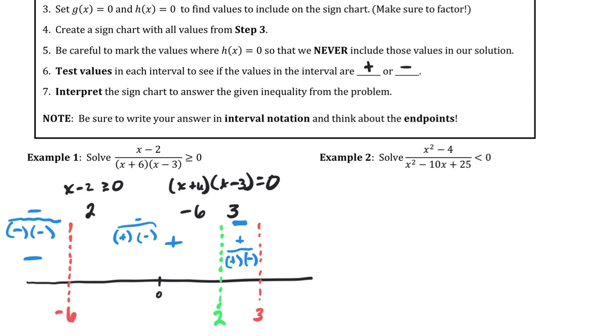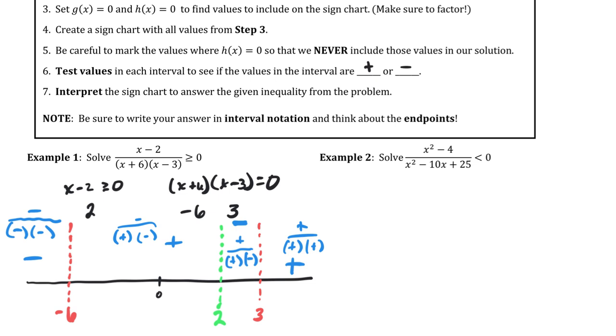And then last but not least, I'll pick 10 again. I love 10. Excuse me. I put it in the numerator. I get 8, so that's positive. The first factor, 16, that's positive. Second factor, 7, that's positive. All positives make a positive.